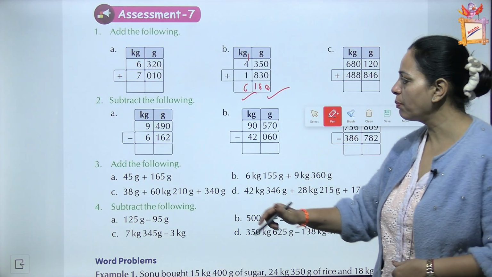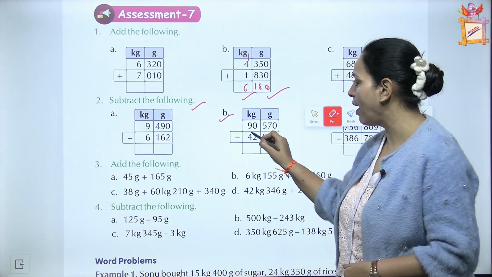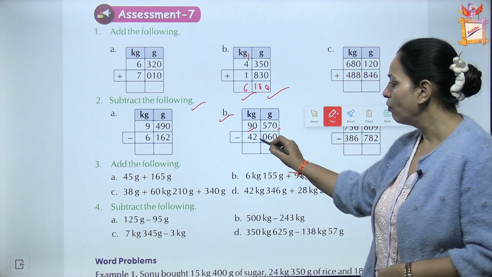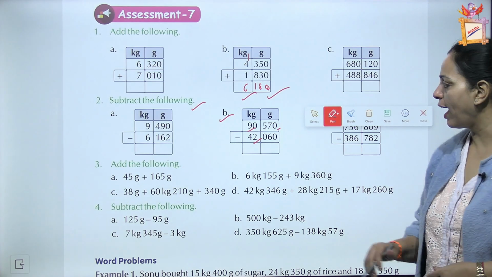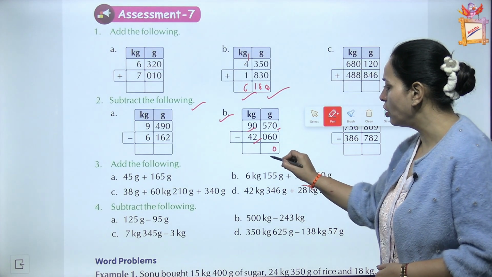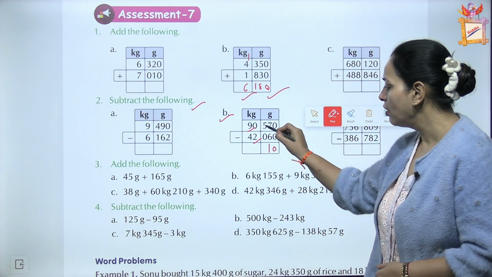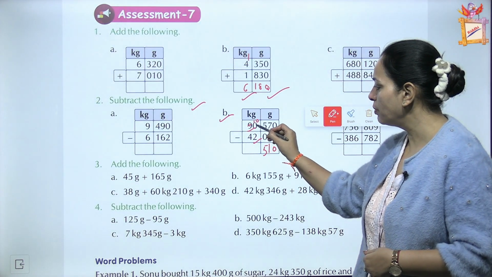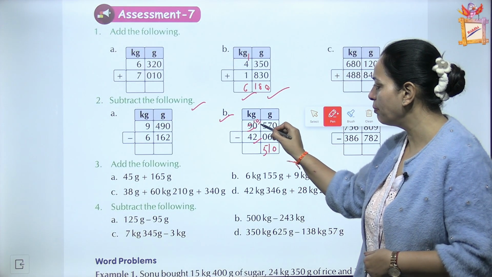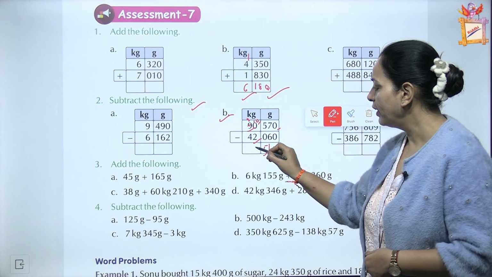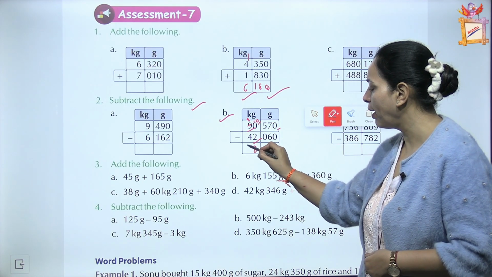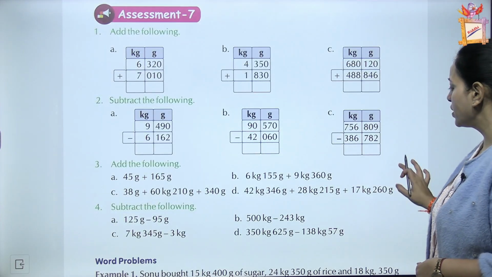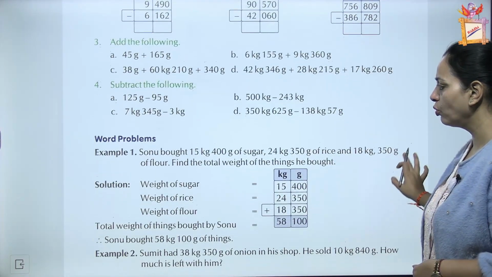The second one, subtract the following, like B part 90 kg 570 gram minus 42 kg 60 gram. So 0 minus 0 is 0, 7 minus 6 is 1, 5 minus 0 is 5. Now 0 minus 2 not possible, borrow करेंगे 9 से, 10 बन जाएगा, ये बन जाएगा 8, 10 minus 2 is 8, 8 minus 4 is 4. This is the answer. Similarly, you can try third question and fourth question.